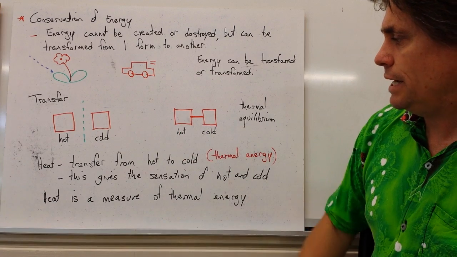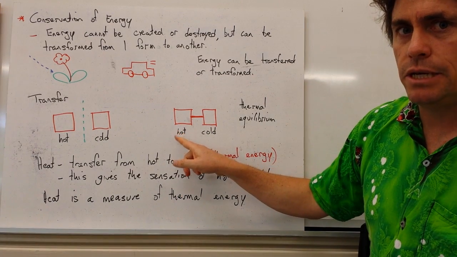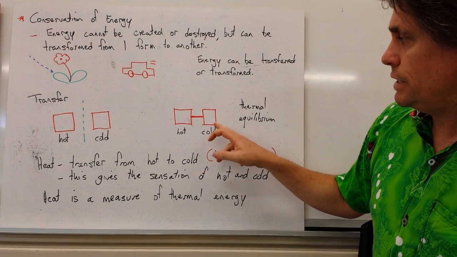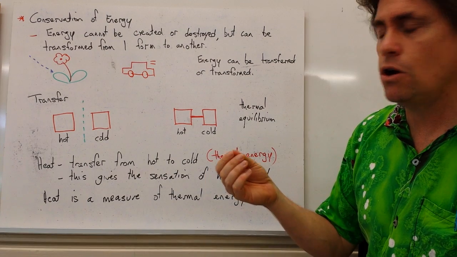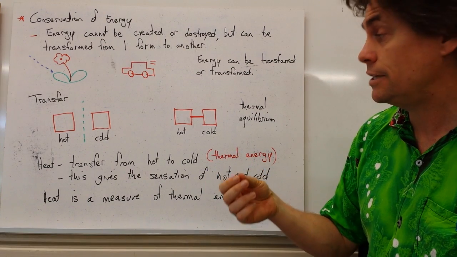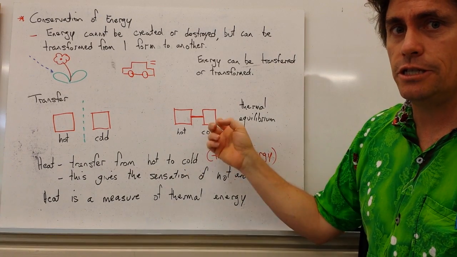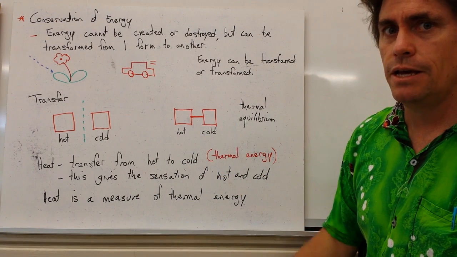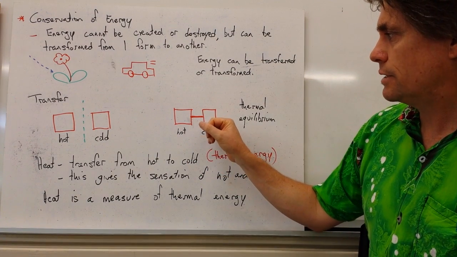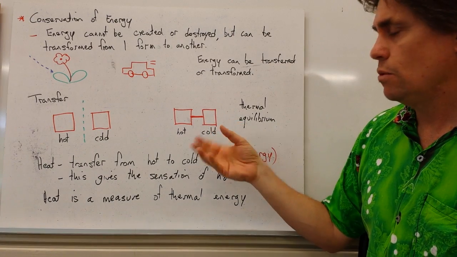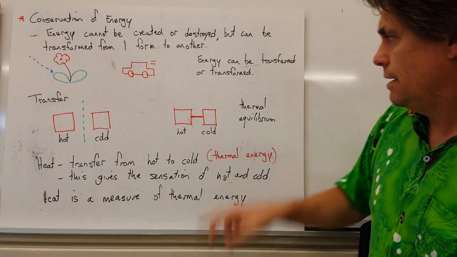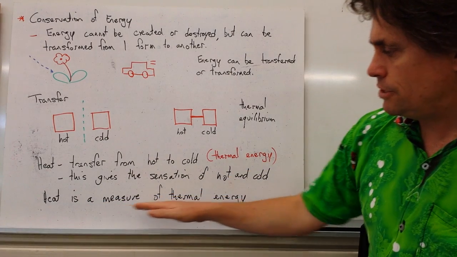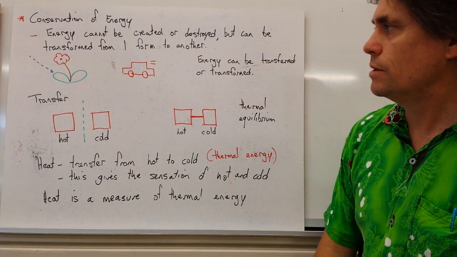So when we touch a hot object, we get the sensation of heat because the hot object is transferring that thermal energy to us. Likewise, if we touch a cold object, we get a sensation of cold because the heat from our hand, as we touch it, transfers energy to that cold object. And if we left our hand on the cold object for long enough, our hand would cool down. This object that we're touching, which was originally cold, would heat up to the same temperature as our hand. And once again, we call that a thermal equilibrium. Now, heat is a measure of thermal energy. That's the important part about this.